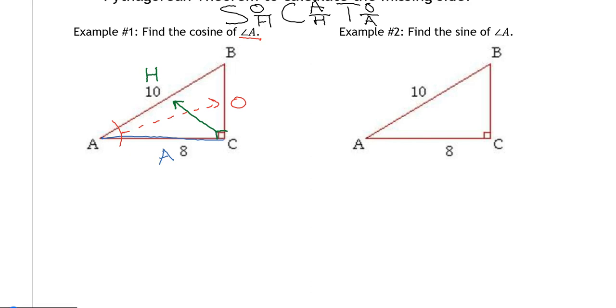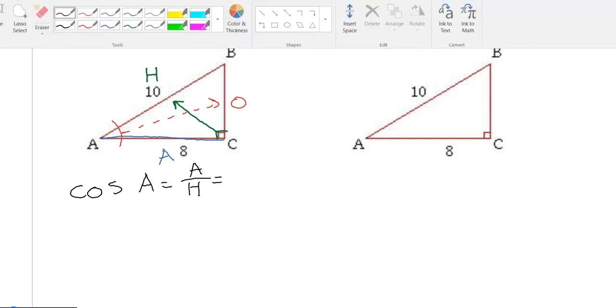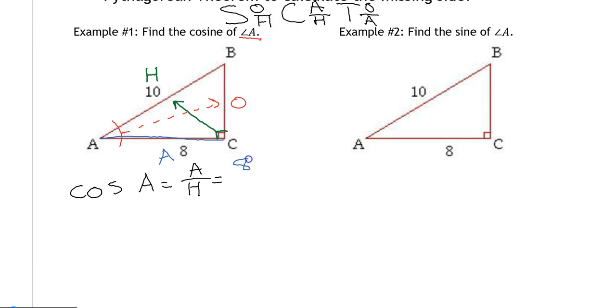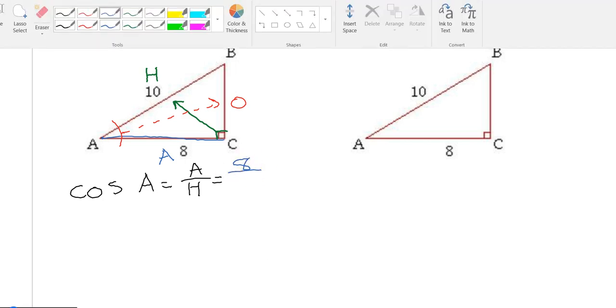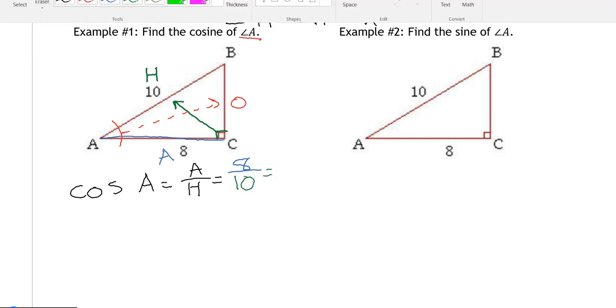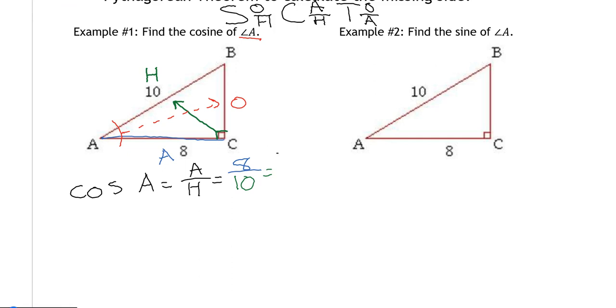Okay. So if I'm finding the cosine of my angle A, cosine is adjacent over hypotenuse. My adjacent side is 8 and my hypotenuse is 10. And then that reduces to 4 over 5. That's it.